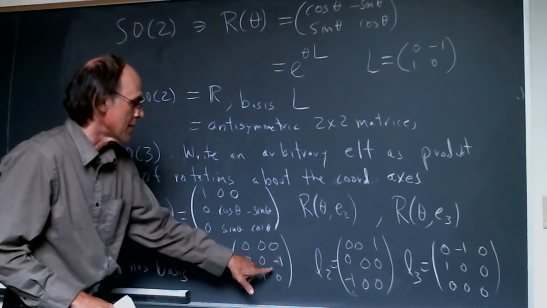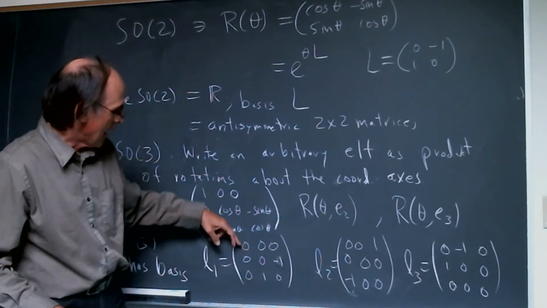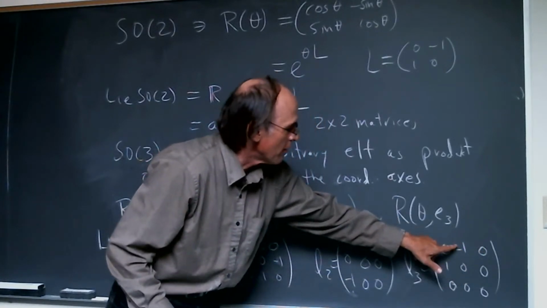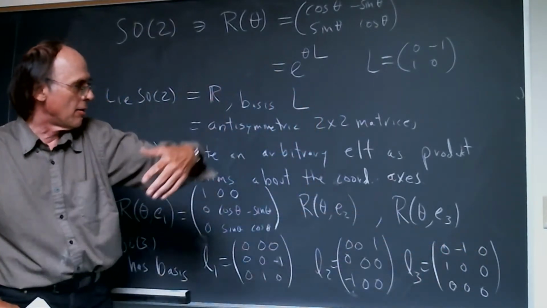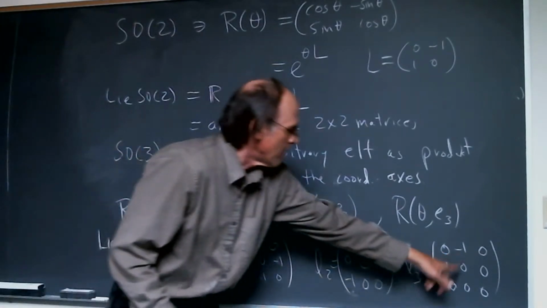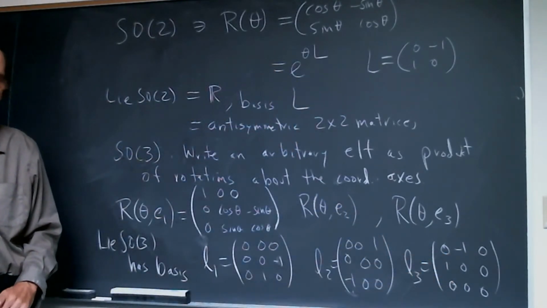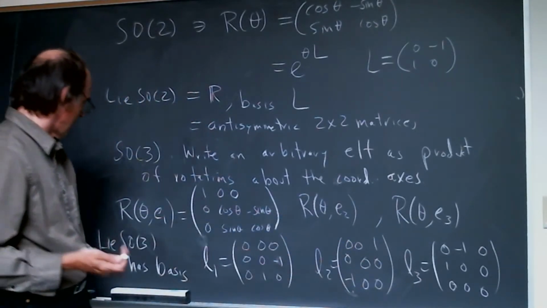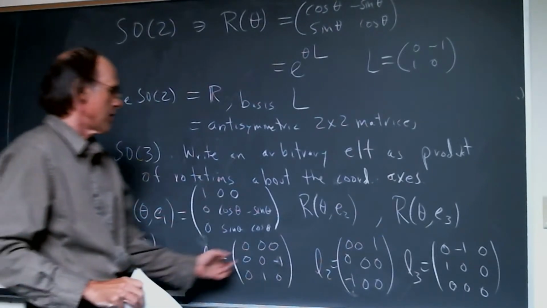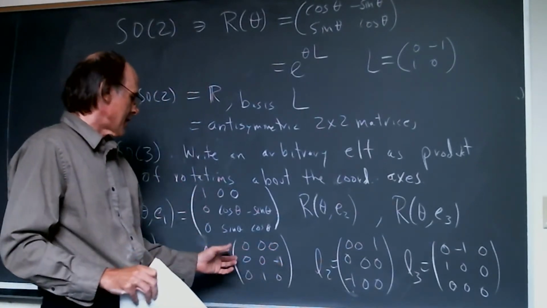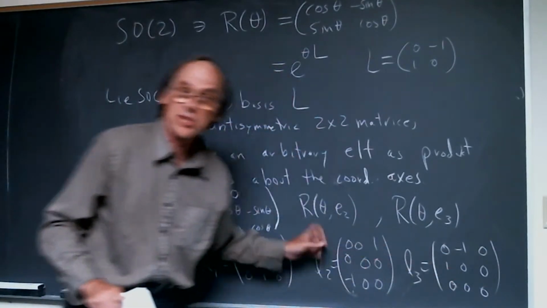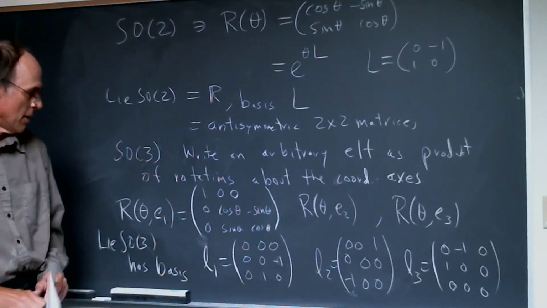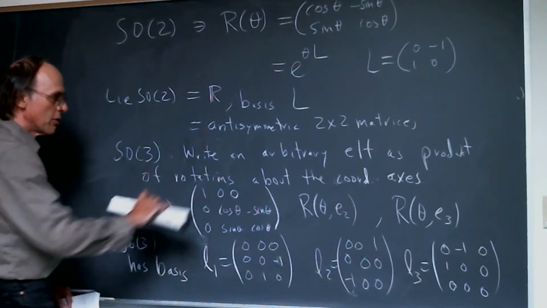Well, it's clear that any antisymmetric matrix has to have zeros down the diagonal, and the 3 numbers are going to be determined by knowing what happens above the diagonal, and then just putting a minus sign on the other side. So the Lie algebra of SO3 is just R3, a 3-dimensional space, the antisymmetric matrices over the real numbers, and this is a nice basis for it.